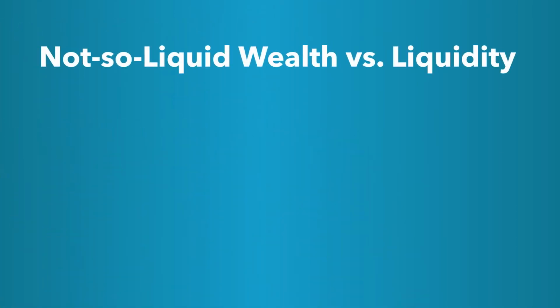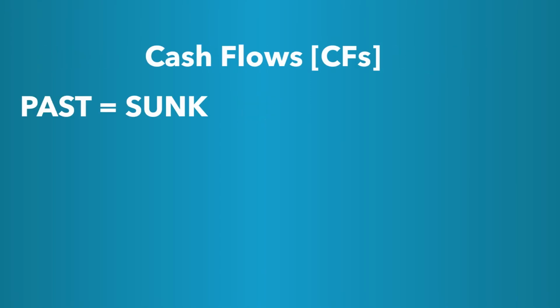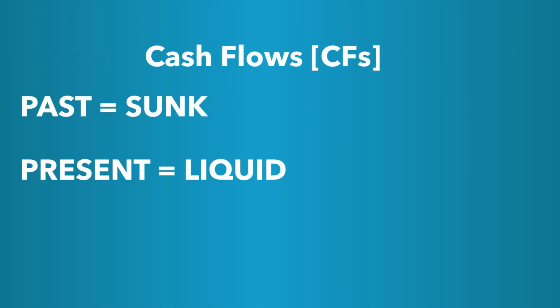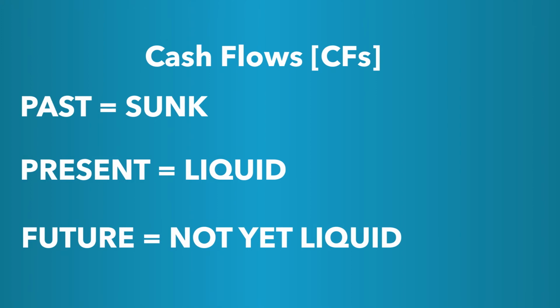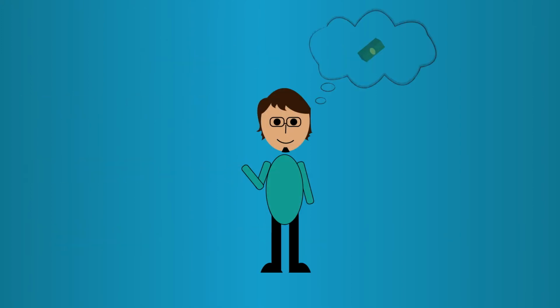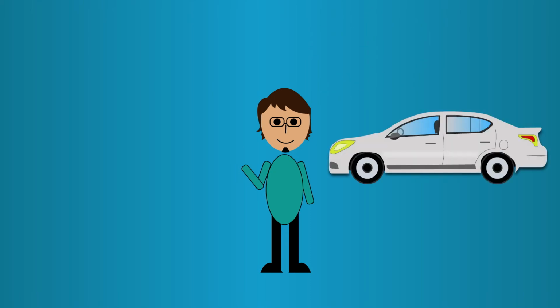In general, transforming not so liquid wealth into liquid wealth creates transaction costs, opportunity costs, and risk, all of which take away from the value of wealth. Liquidity has value because it can be used without any additional costs. One dimension of the difference between not so liquid wealth and liquidity is time. Cash flows, or CFs, in the past are sunk. Cash flows in the present are liquid, and cash flows in the future are not yet liquid. You can only make choices with liquid wealth, not with the cash that you don't have yet or that has already been spent. Separated from your liquidity and your choices by time, there is an opportunity cost.